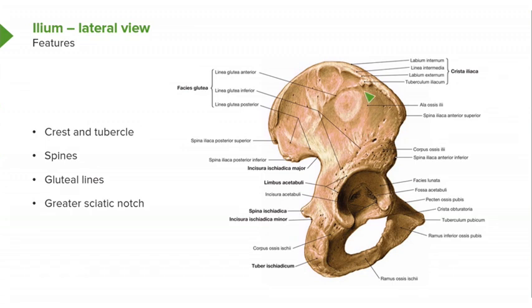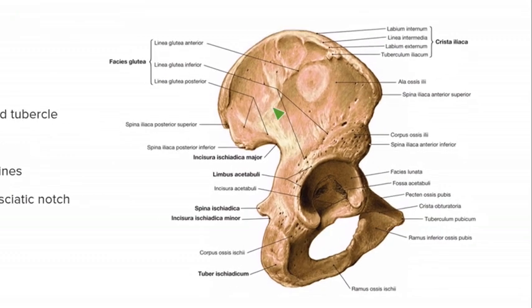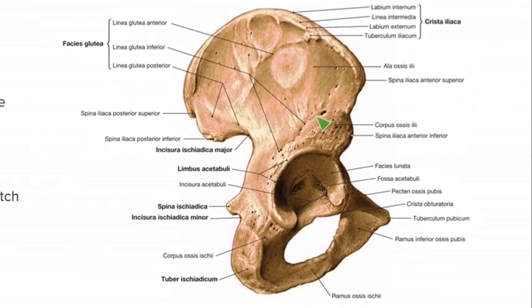On the lateral aspect here, we see three prominent gluteal lines. This is the posterior gluteal line. This is the anterior gluteal line. And then along here we have the inferior gluteal line. And these features will make greater sense when you study a unit on the gluteal region.